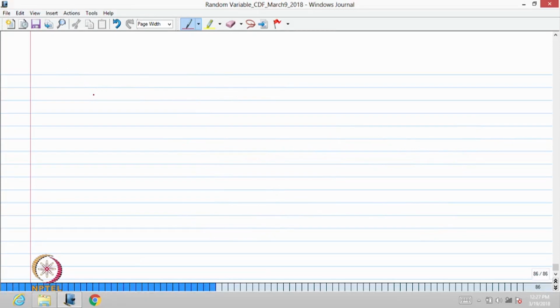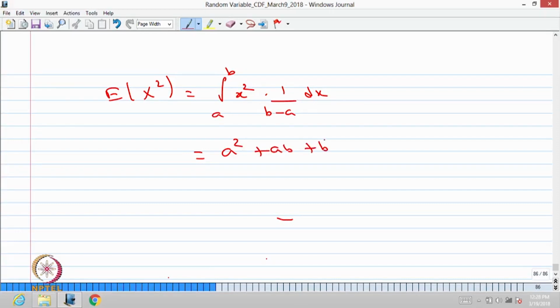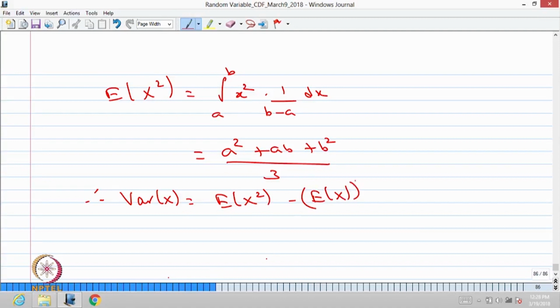Similarly, one can find the variance. To find out the variance, first we should find out the expectation of x square. That is the same way, integral a to b of x square times 1 divided by b minus a dx. If you simplify this integration, you will get a square plus ab plus b square divided by 3. Therefore, the variance of x is E of x square minus E of x the whole square.